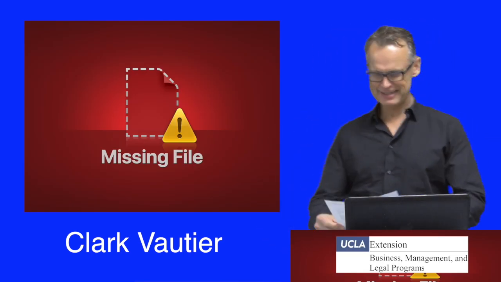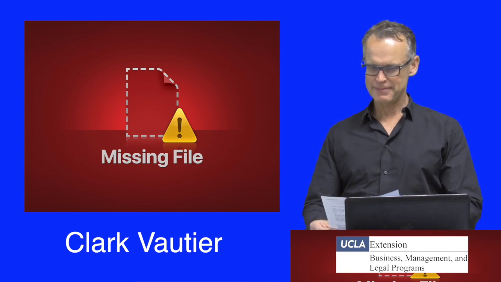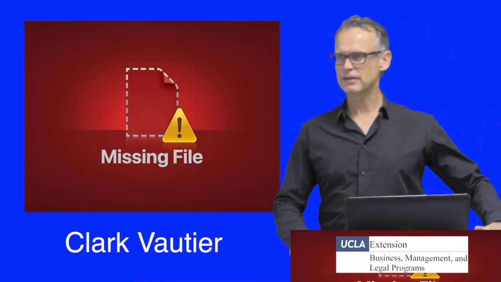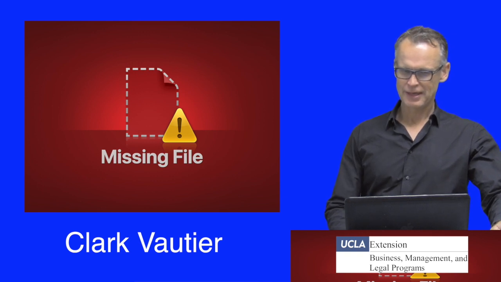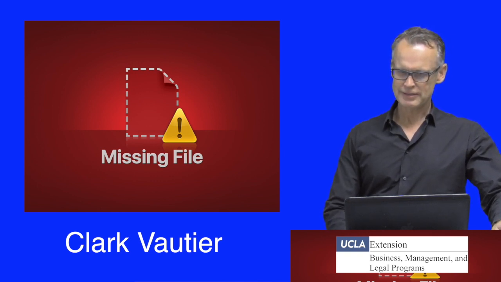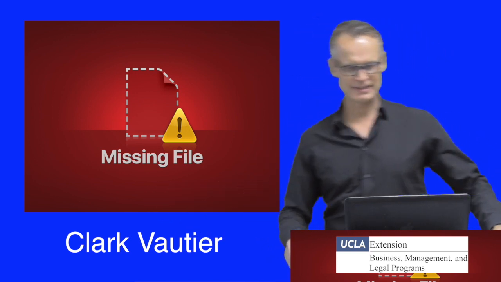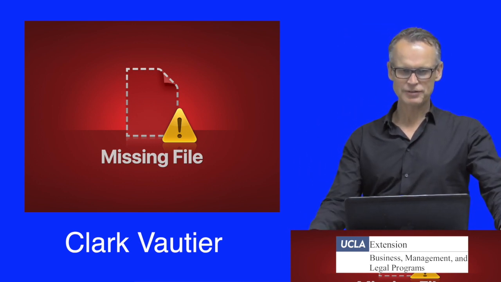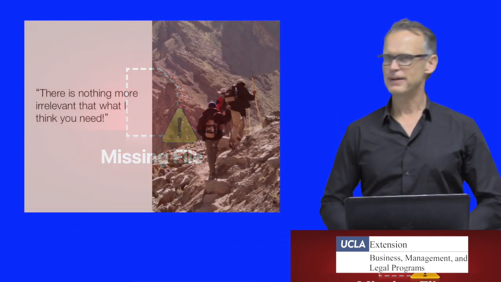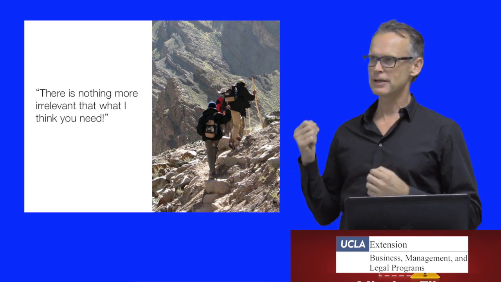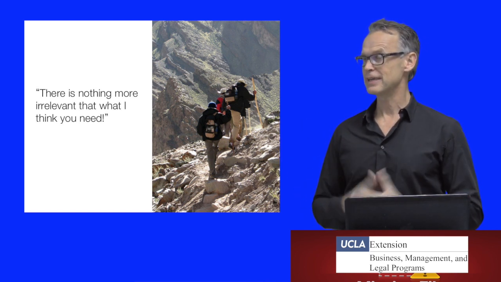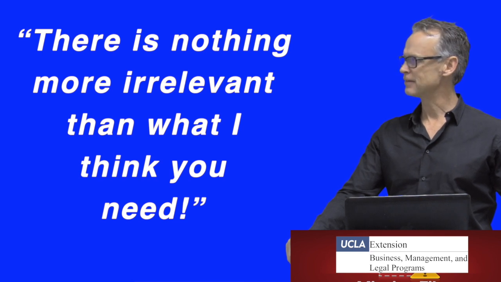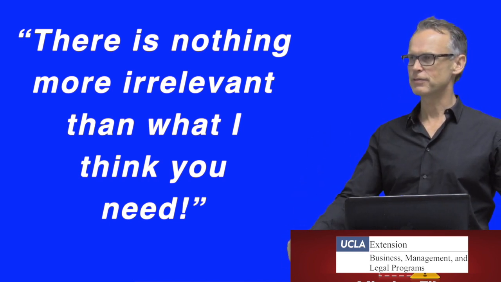So I understand that you are here to learn about factors essential for turning a great idea into a successful business. So I'm going to tell you a little bit about my background, and we'll take some lessons from that. But I want to start, as Harry said, my name's Clark Vautier. It's French, pronounced Vautier, like you're voting. And I want to start with this quote. And if I teach you nothing else tonight, I want to start and end with this quote. It's the most important quote I believe I can give you. And there's nothing more irrelevant than what I think you need. And I think this is the key to success for any entrepreneur.